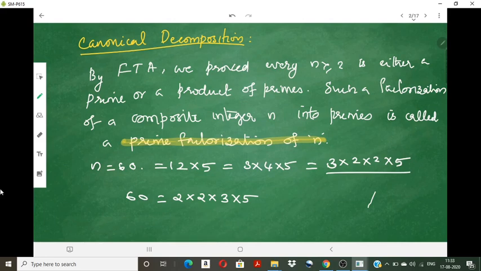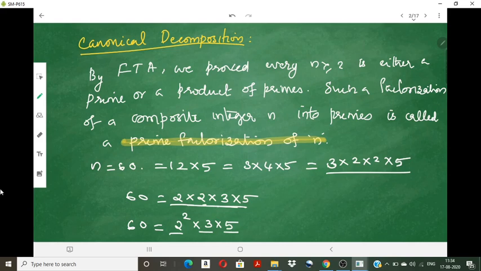In the prime factorization of n, it is not important that the numbers are in ascending or increasing order. But when we talk about the canonical decomposition, we have to write 60 as a product of prime powers: 2 square into 3 into 5. That means the primes in this factorization are distinct. In a prime factorization of n, there is no need to write powers or distinct primes.